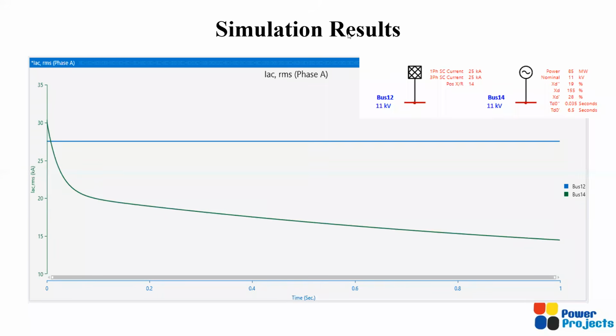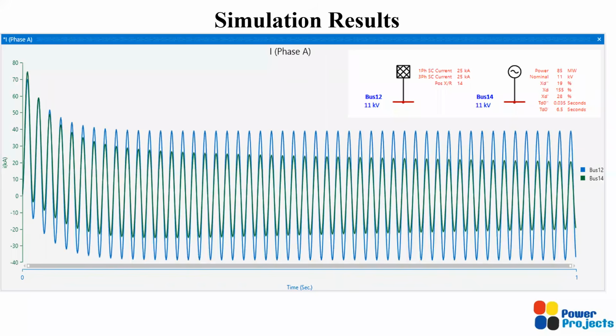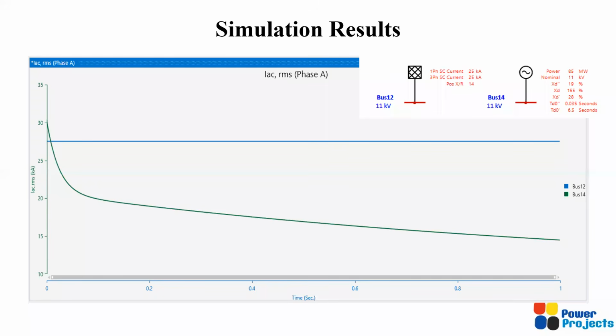If you are unable to understand the previous one, probably this helps. Here we have not plotted the sinusoidal current, but we have plotted the RMS current. If you look at this, the current fed from the source that is far from the generator, that's the grid, remains constant. But if you look at the fault current fed from the generator, that drastically comes down with respect to time. This is because the generator offers a time varying impedance from Xd double dash to Xd dash to Xd.